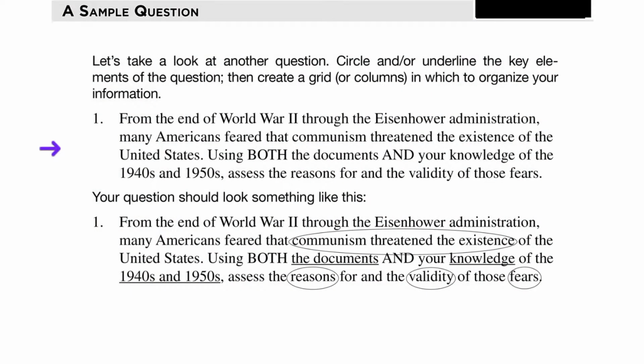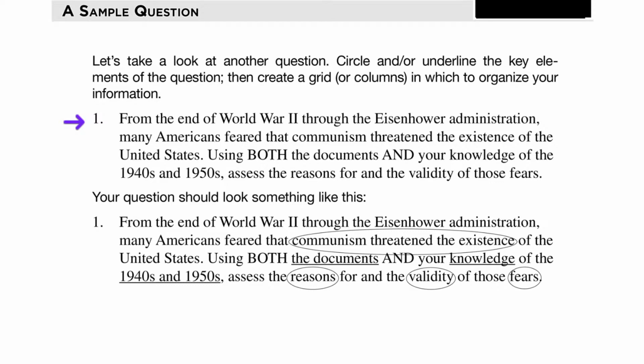Let's take a look at another one. So once again, we're going to read the prompt and focus on keywords. It says, from the end of World War II through the Eisenhower administration, many Americans feared that communism threatened the existence of the United States. Using both the documents and your knowledge of the 1940s and 1950s, assess the reasons for and the validity of those fears.